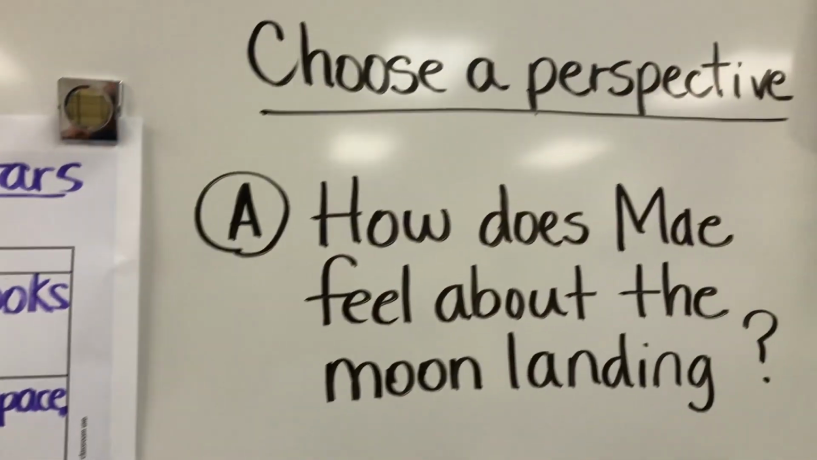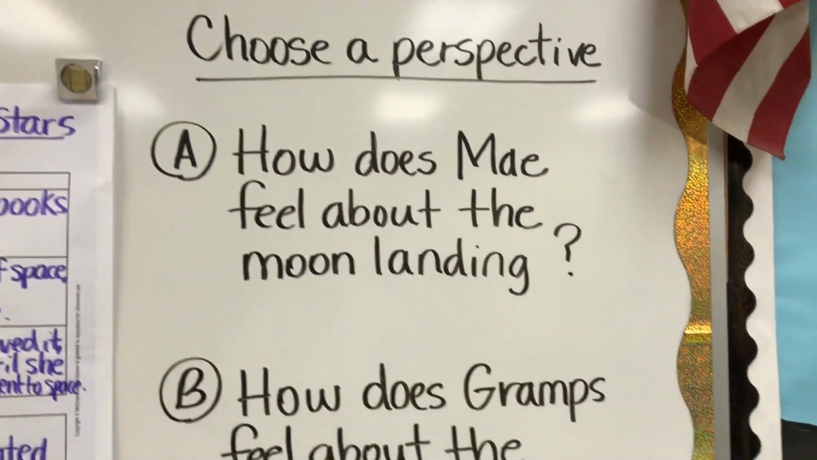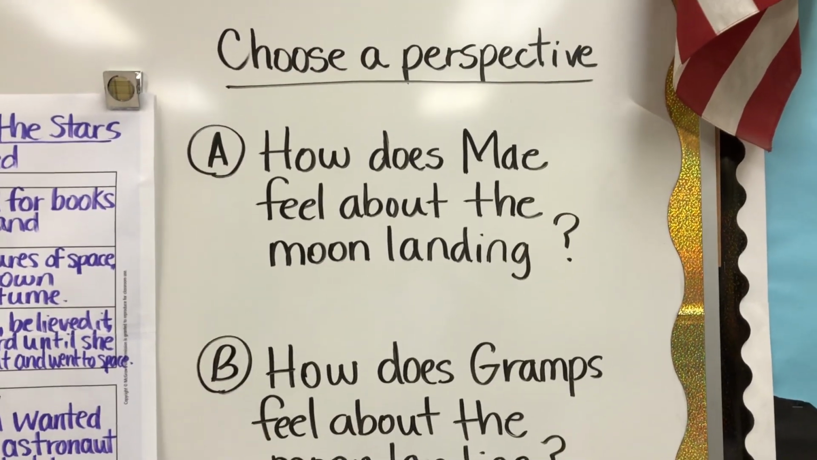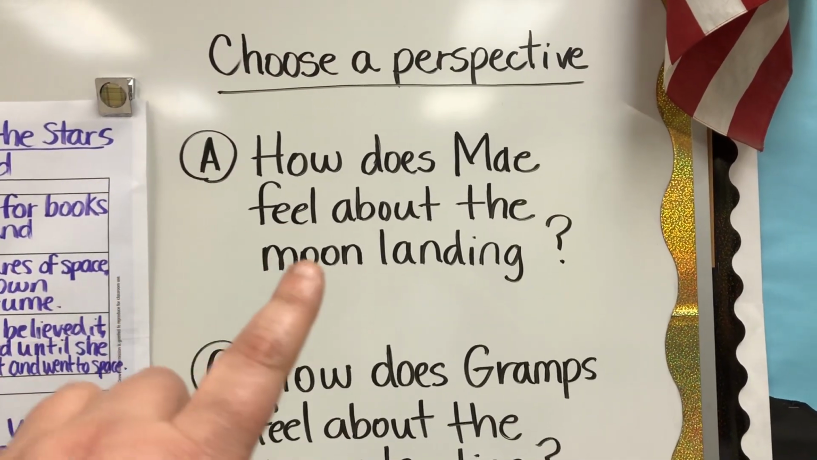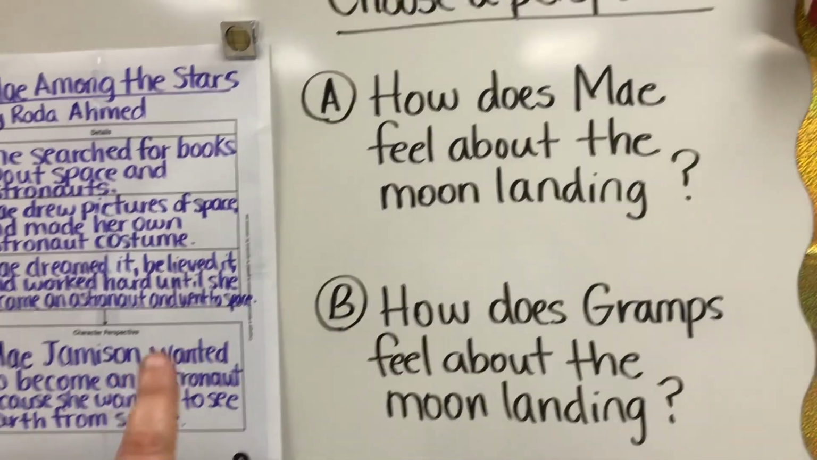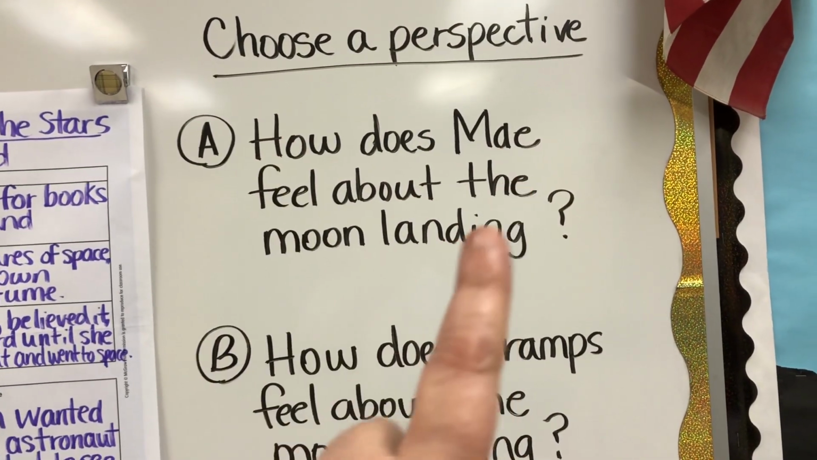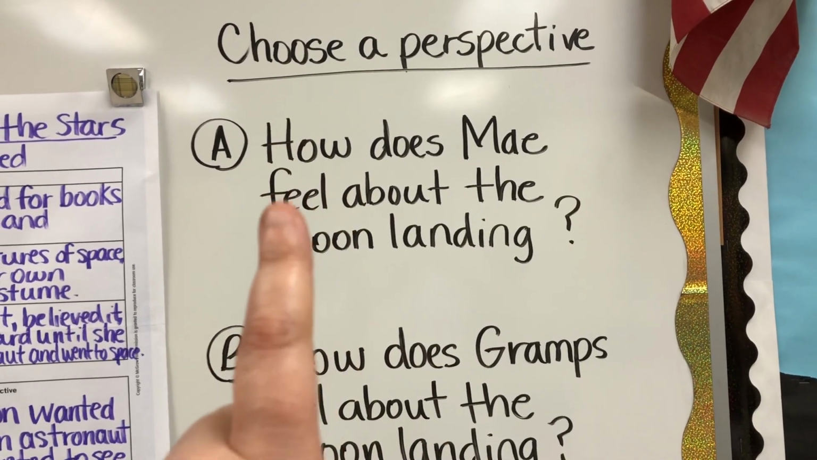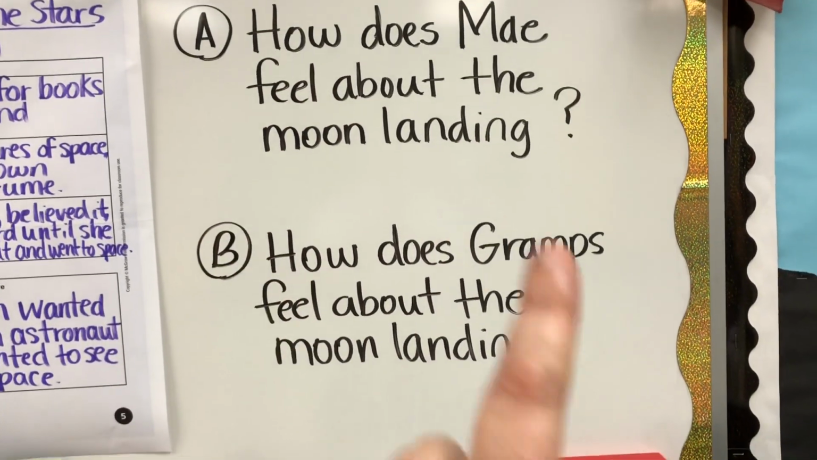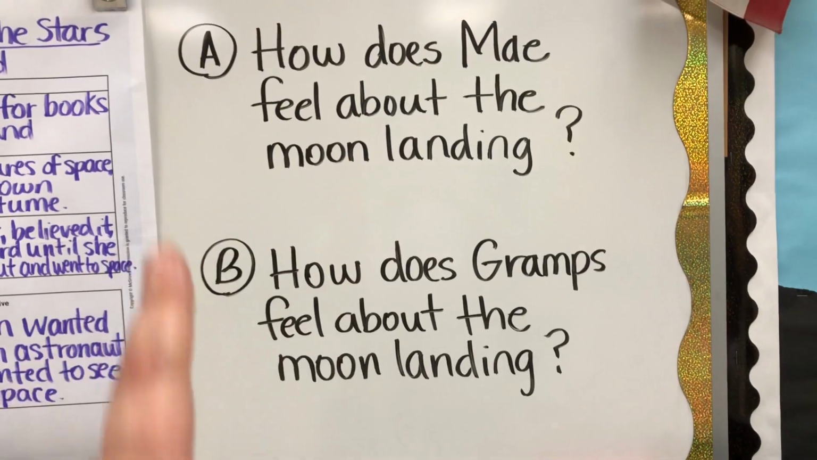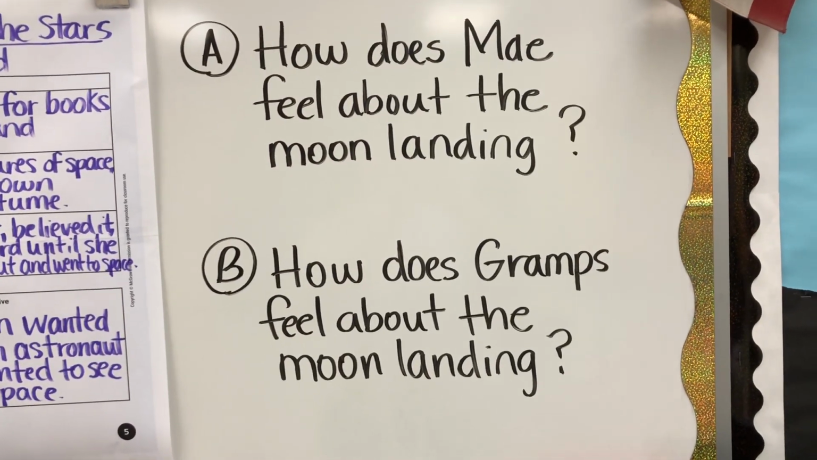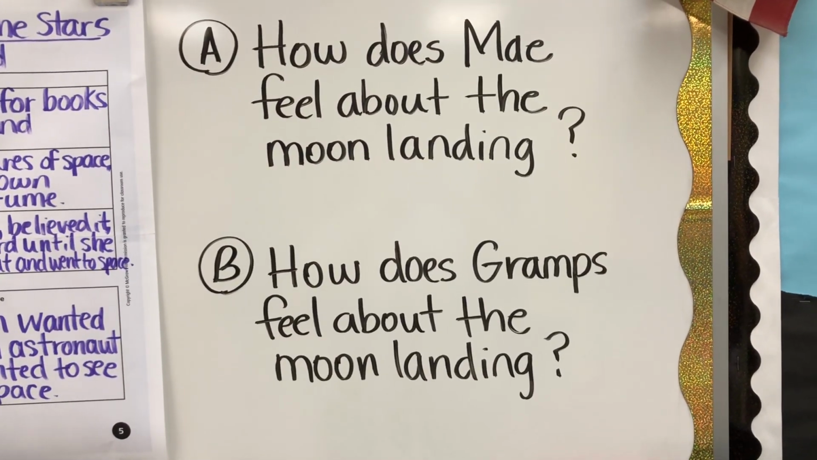So then students needed to choose a character perspective from 2 of the characters in the story. How does May feel about the moon landing? May is a nod to Mae Jemison, but it's not technically Mae Jemison, but it goes over the historical event of the Apollo 11 moon landing. And then how does Gramps feel about the moon landing? Because you had 2 different characters with different perspectives on that event.